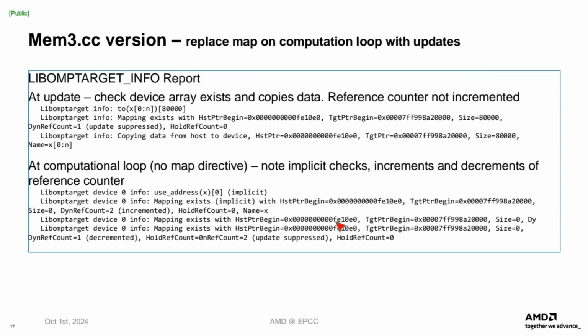Okay, so you may want to have an outermost region, but you may also want to update data on your device. And the way to do this is by using the update pragma. And this is how it shows in the libOMP target report. Basically, you see these copies of data happening and the checks that the maps exist. This is pretty much what this example does.